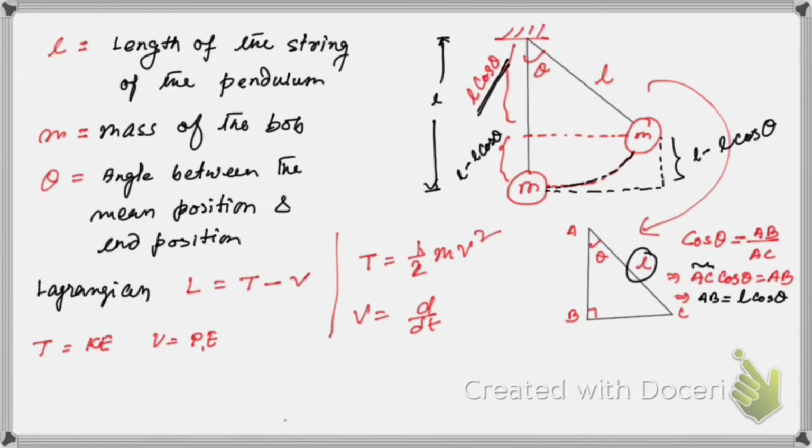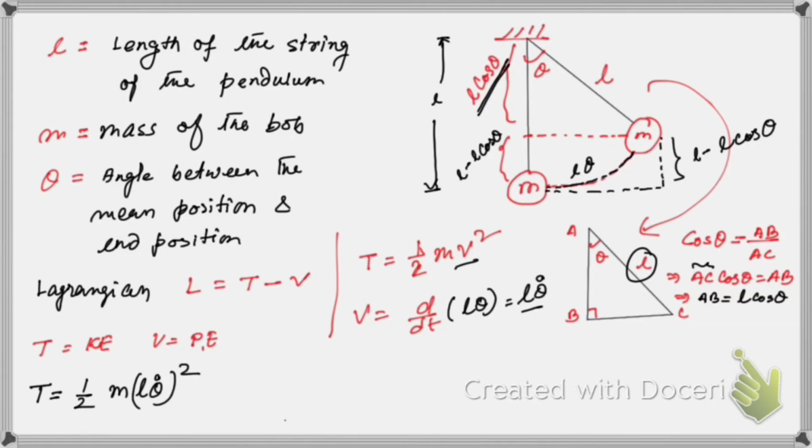Now this arc is of length L theta, so the displacement is L theta. If you find the derivative here, theta only depends on time, so L must be constant here. So we can write this as L theta dot, where d by dt of theta is theta dot. If you put this here, then T is half m L theta dot whole square, half m L square theta dot square.